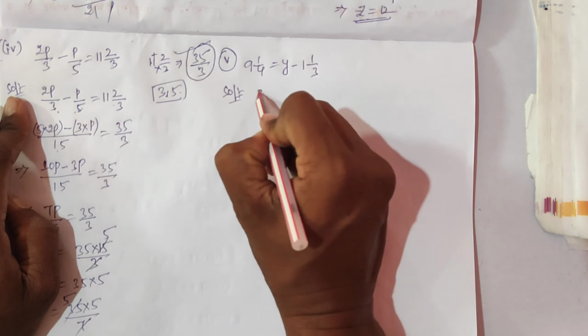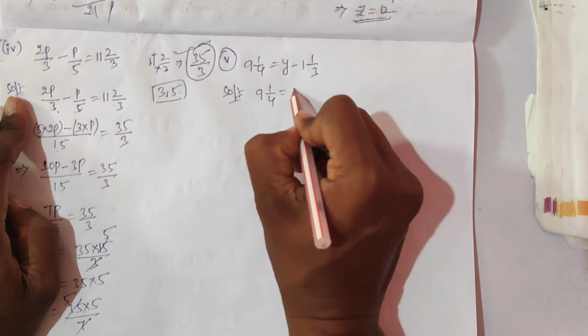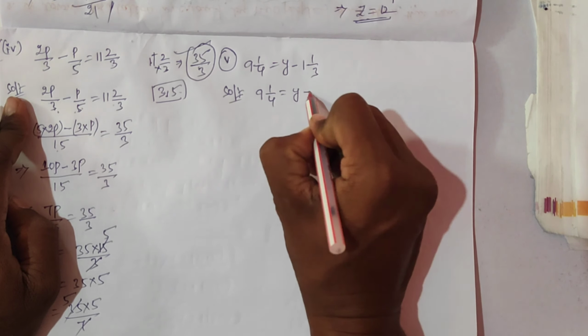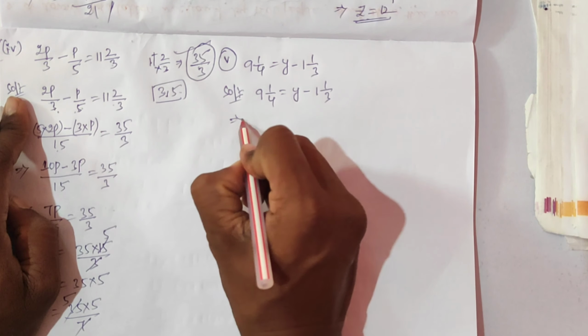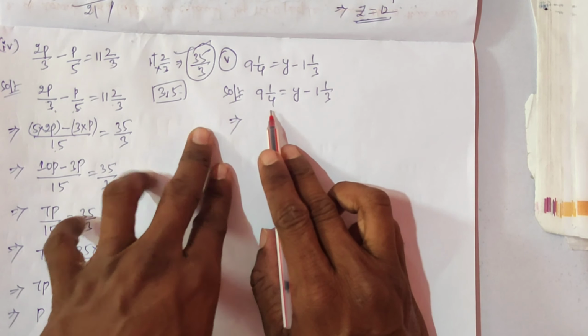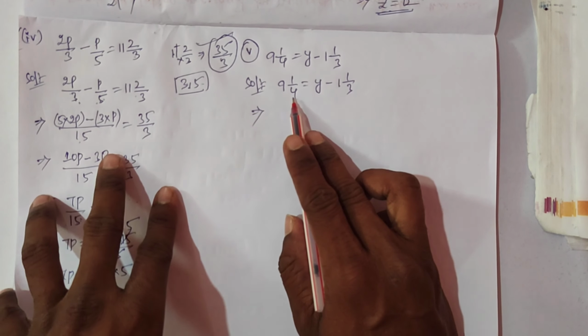First we will write the given question. 9 1/4 is equal to y minus 1 1/3. This implies, what is the first step? We have to convert these to improper fractions first.